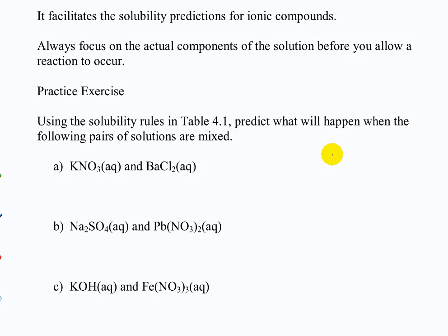Potassium nitrate and barium chloride. Do you think a precipitate will be formed? What do you think that precipitate will be if it's formed? You don't have to just guess. You can flip back to the table if you've got it. Let's look at it. We know potassium nitrate and barium chloride are already aqueous, so we don't have to look at those. What we care about are the displacement products, the barium nitrate and the potassium chloride, right?